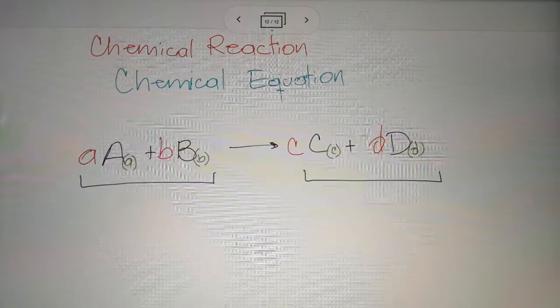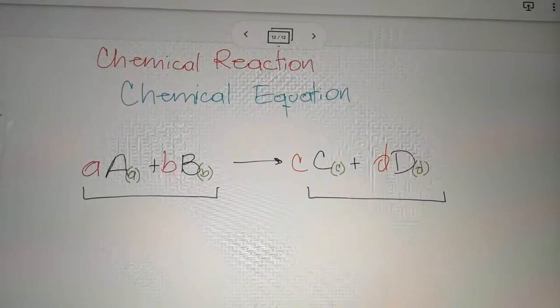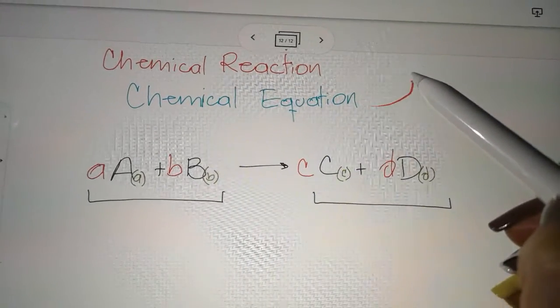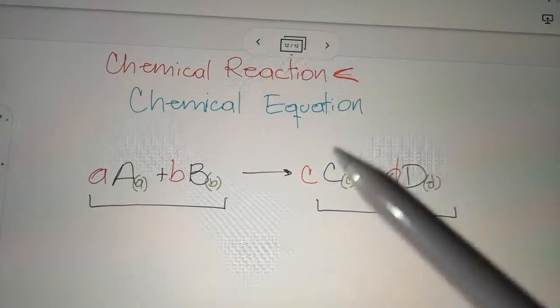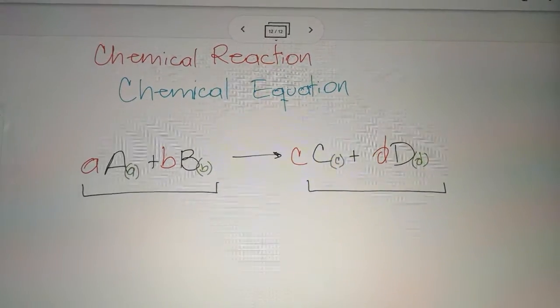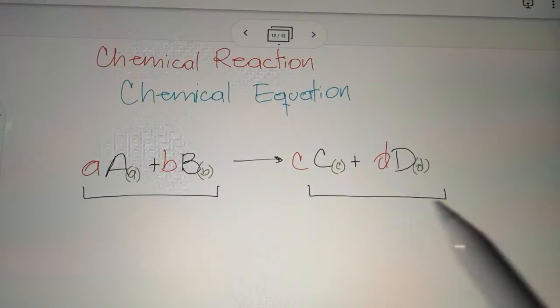How can we represent a chemical reaction? In a chemical equation, right? So chemical equations are the representation of the chemical reactions. I mean, a chemical reaction is a process in real life. A chemical equation is the process on paper, right?